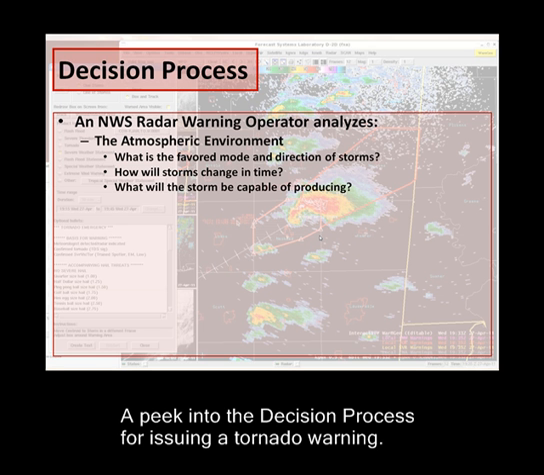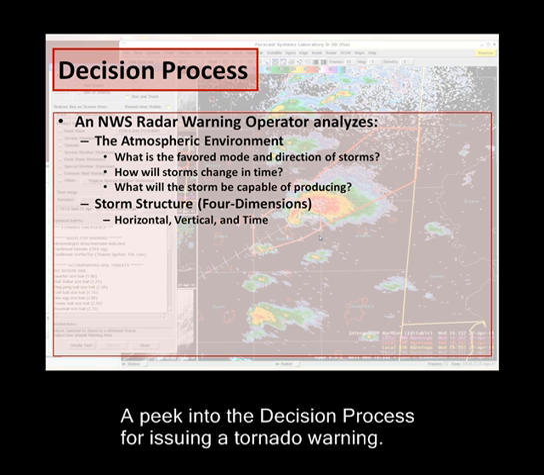Lastly, what will the storm be capable of? Is this a day for one or two brief tornadoes, or are strong tornadoes possible? What about violent long-track tornadoes? Answers to these questions will help the warning operator to envision the overall storm evolution and overall warning management.